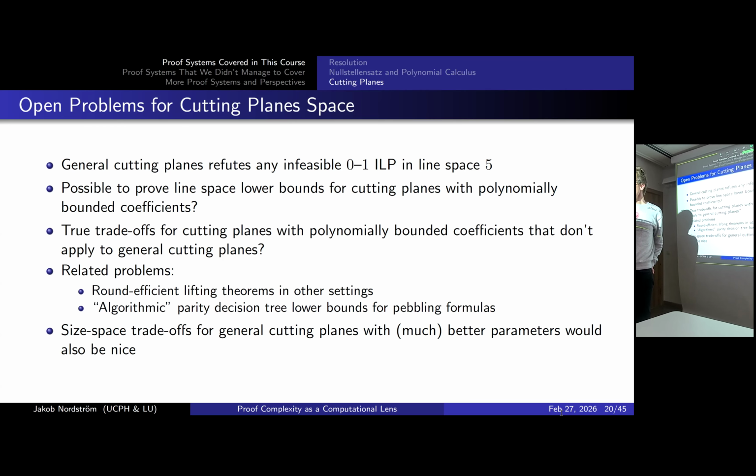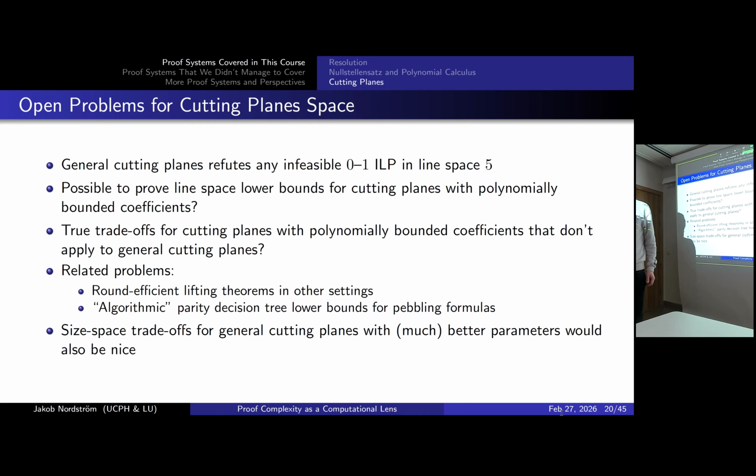But such proofs, the proofs that they show, will have exponentially large coefficients. Which raises the question: suppose I insist on polynomially bounded coefficients. Can we then actually prove non-trivial line space lower bounds? The trade-offs that we had for CP star that didn't apply to general cutting planes were not true trade-offs. They are probably maybe conditional space lower bounds, for all I know.